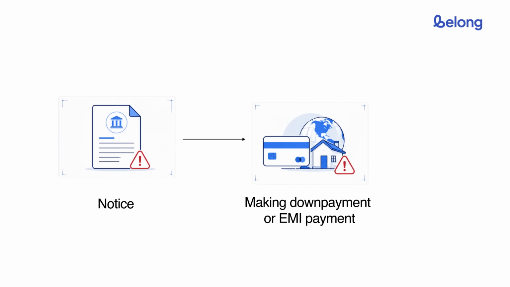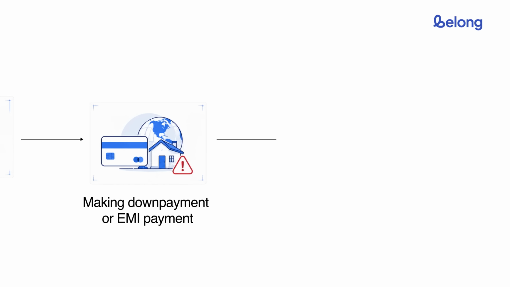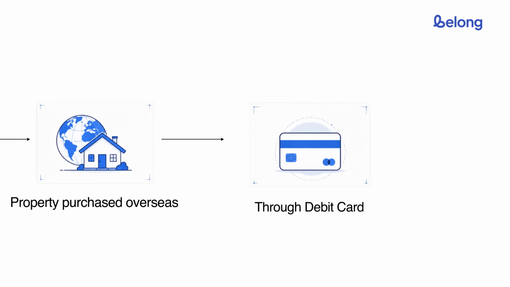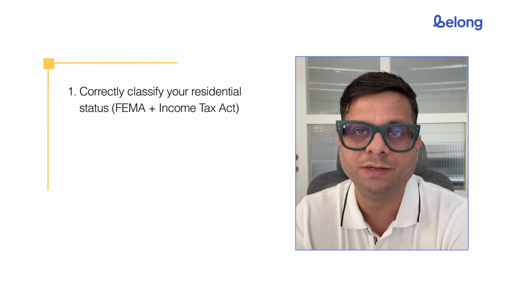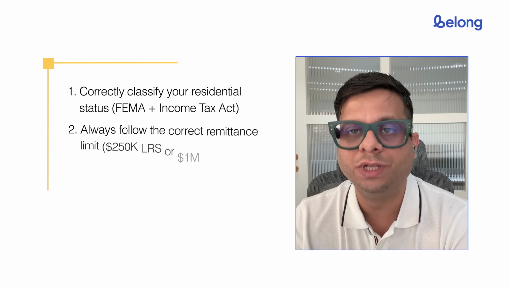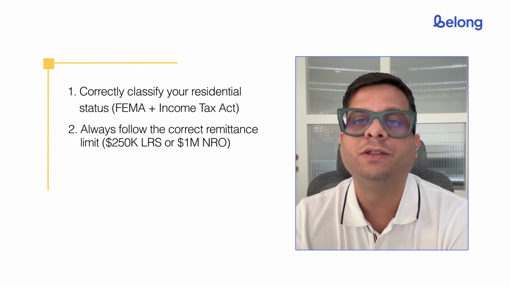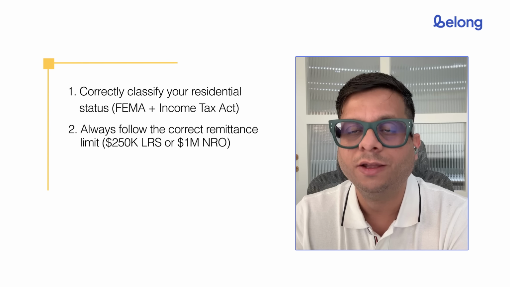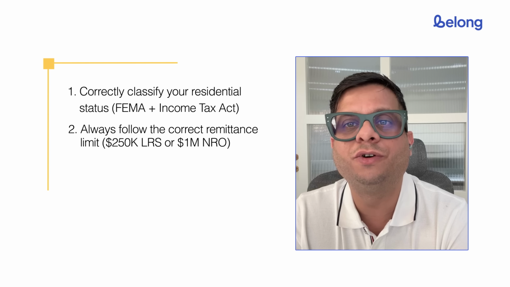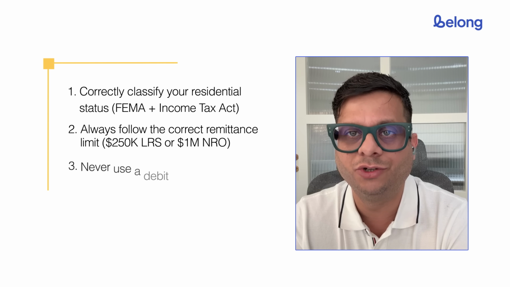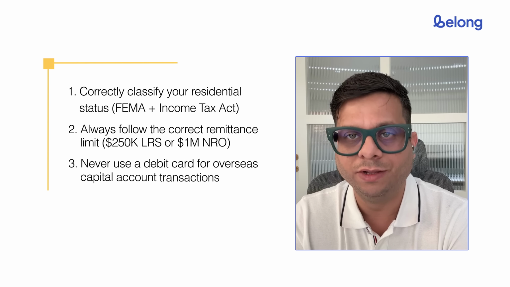I wouldn't say an income tax notice, but a FEMA notice can also get triggered for a lot of transactions. For example, recently you might have seen that many people got notices for making a down payment or an EMI payment for a property purchased overseas through their debit card. Because whenever you want to send money out of India through LRS, the Liberalized Remittance Scheme, you need to strictly follow the $250,000 limit. Then you need to provide all those documents to your bank. But if you straight away swipe a debit card for such a transaction, which is a capital account transaction overseas, then of course you are not complying with the law.